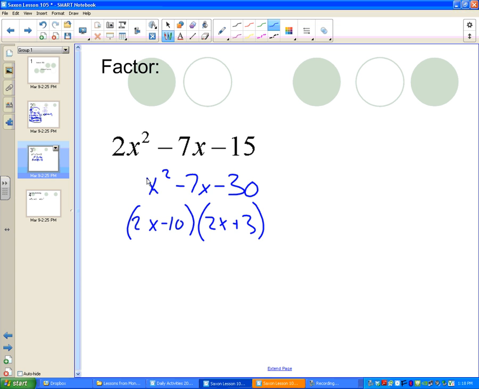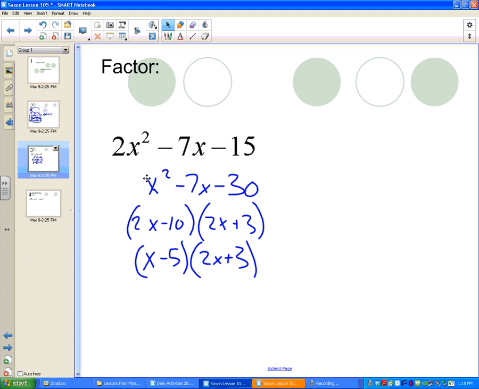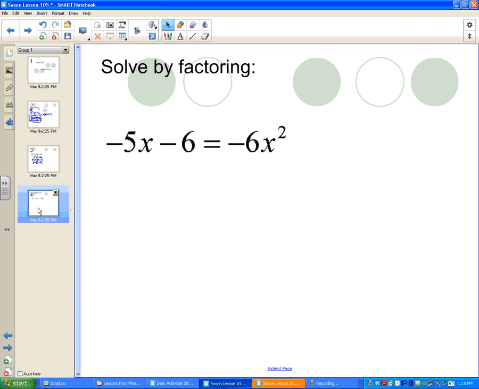Yeah, 3 and 10. Do you agree? Do I need to go over this one? Okay. Looking at one more example.